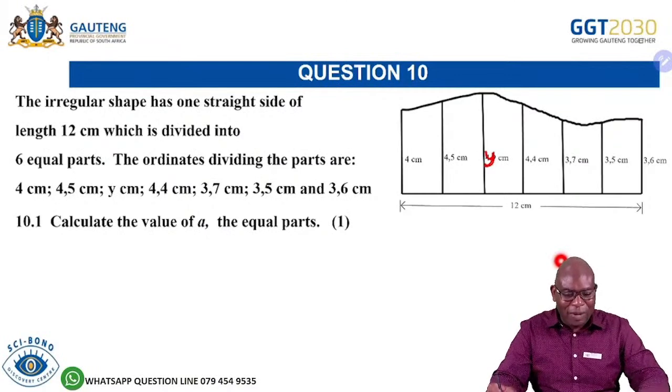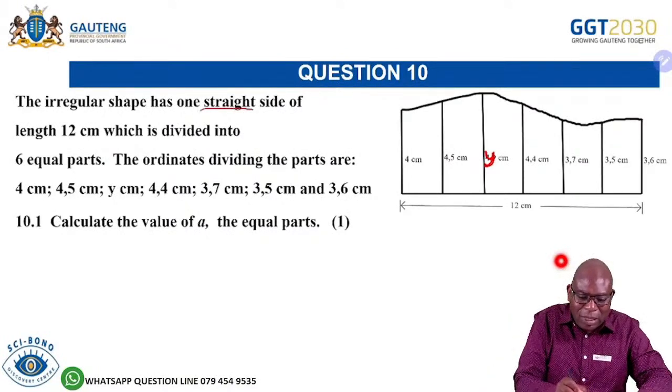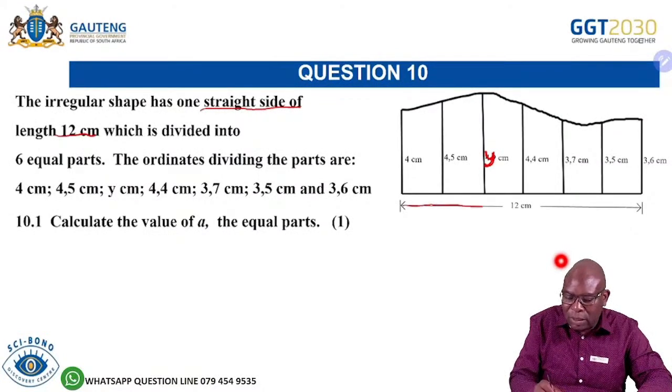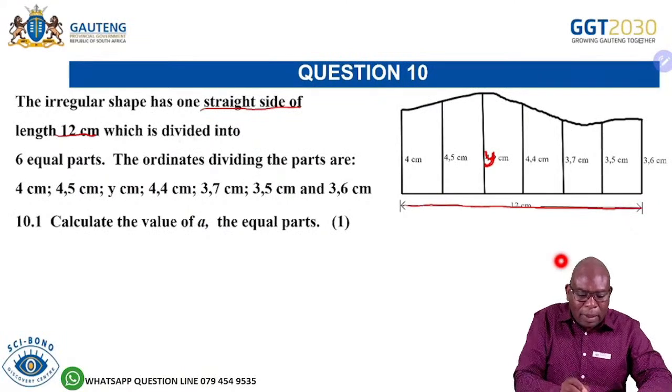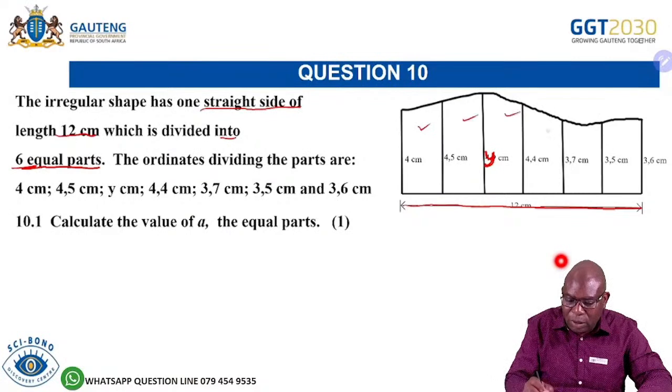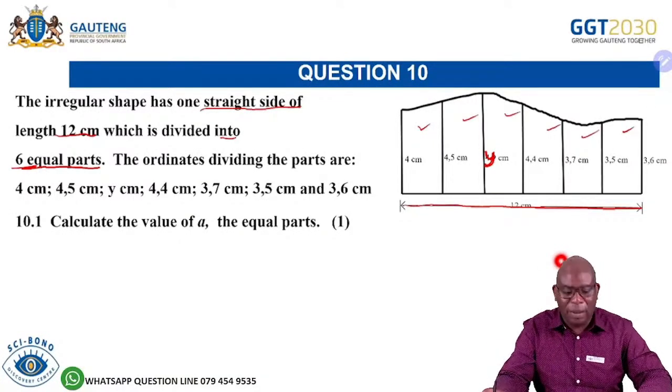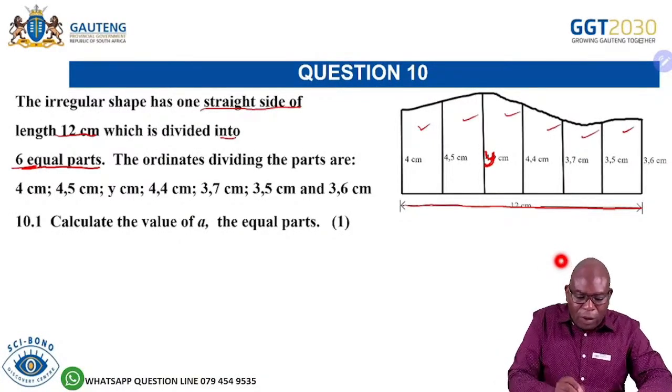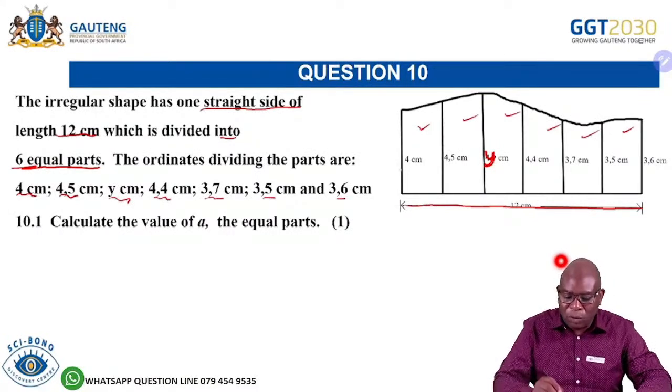Okay. Now it says an irregular shape has one straight side, length of 12 centimeters. So that's the one straight side, length of that to that. And it's divided into 6 equal parts. And they give you 1, 2, 3, 4, 5, 6 equal parts. The ordinates dividing the parts are given: it's 4, it's 4.5, it's y, it's 4.4, it's 3.7, 3.5, 3.6. So we've got 1, 2, 3, 4, 5, 6, 7 of them.